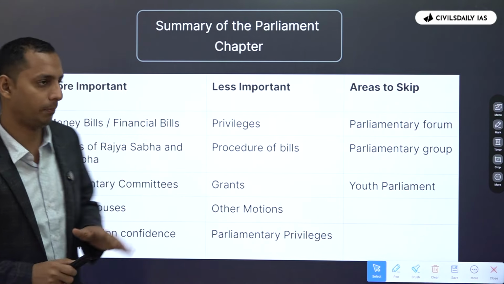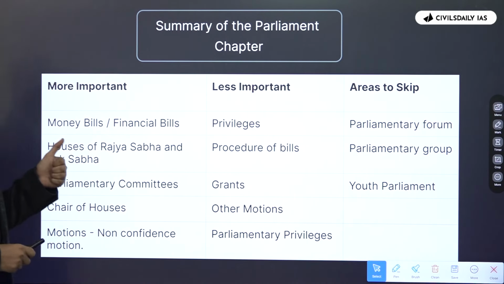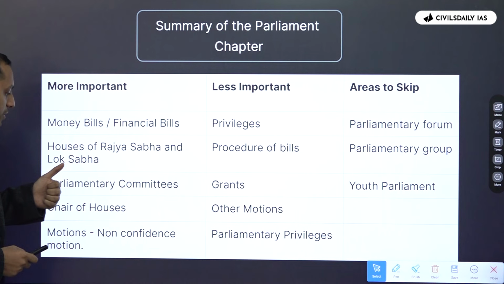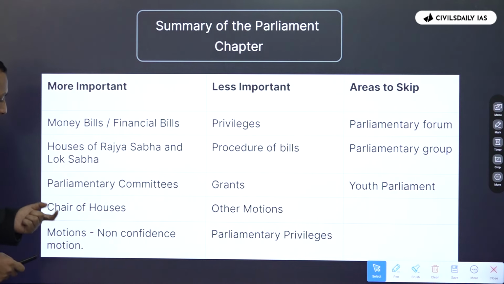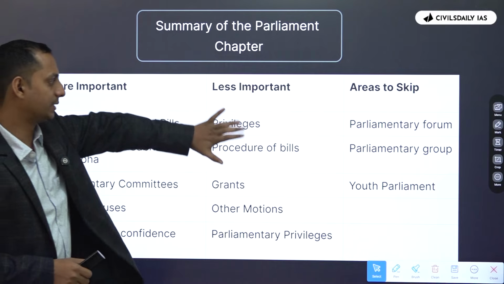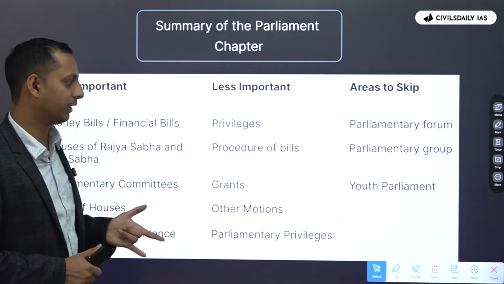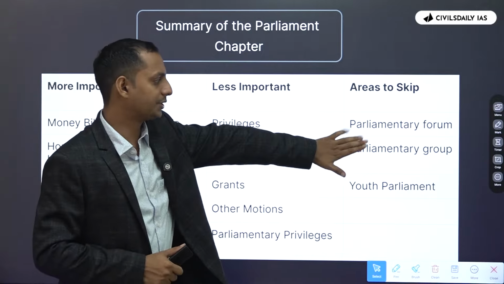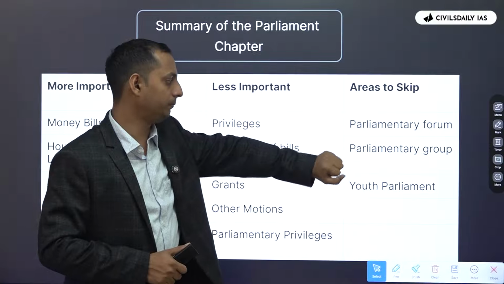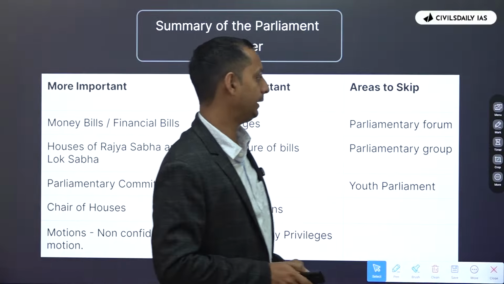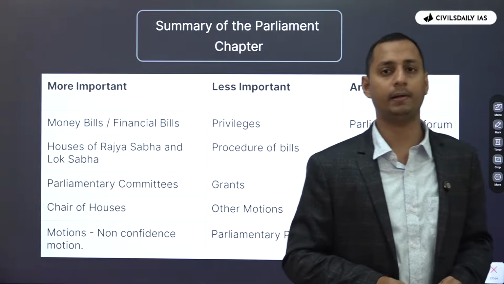Okay. So what are the important areas? Money bills and financial bills, houses of Rajya Sabha and Lok Sabha, parliamentary committees, chair of both the houses, motions like no-confidence motion, and all the other different motions which we have discussed. Less important: the procedure of bills, grants, other motions, parliamentary privileges. What are the areas to skip? Parliamentary forum, parliamentary group, and youth parliament is something that you can completely skip.